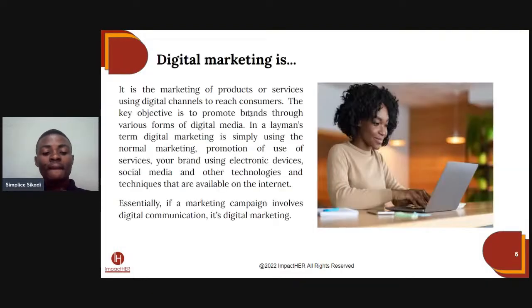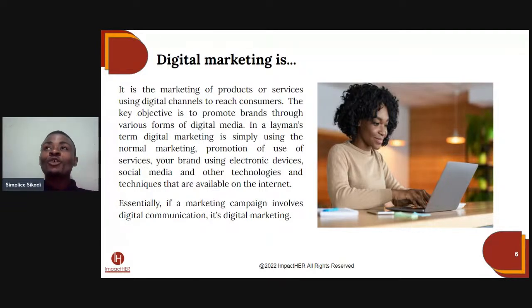So digital marketing is basically the marketing of products or services using digital channels to reach consumers. So digital marketing is just marketing. If you know what marketing is, then you will know what digital marketing is, because digital marketing is still marketing, just that this time it's marketing using digital channels.